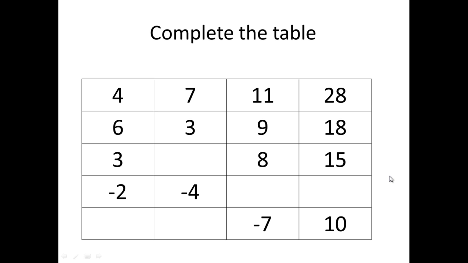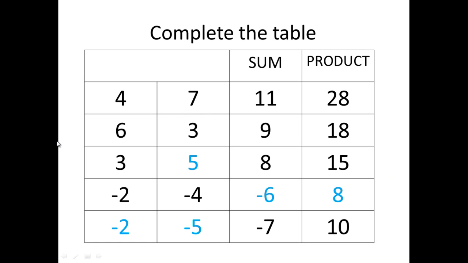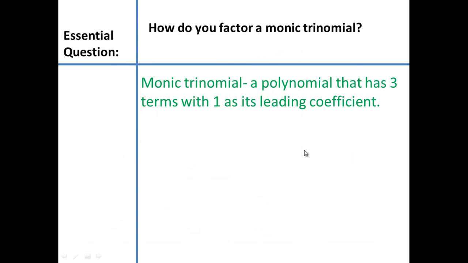Following the lesson of difference of squares, we did a little activity with completing a table. It took us a while, but we figured that if we add the first two numbers, we will get the third column. And if we multiply the first two numbers, we will get the product. So this is an introduction to factoring monic trinomials.